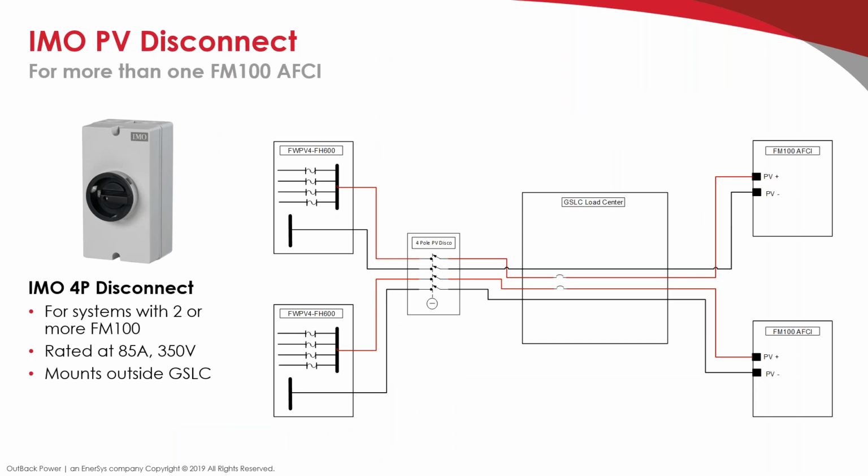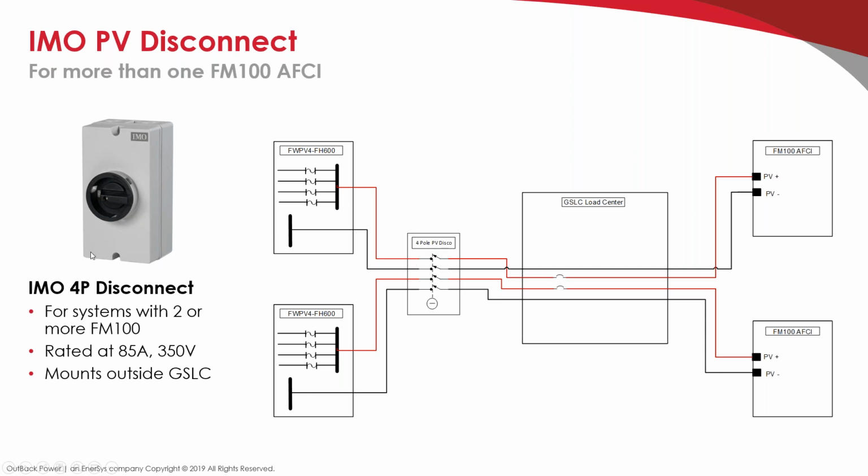All right, so we also wanted to address the code. It is not entirely clear, but the most recent iteration of the code seems to indicate that any systems that aren't fully grounded require disconnection of both poles, positive and negative, between the PV array and the charge controller. So we wanted to address that, and we're looking at an IMO 4-pole disconnect.